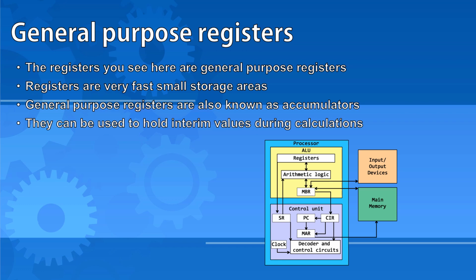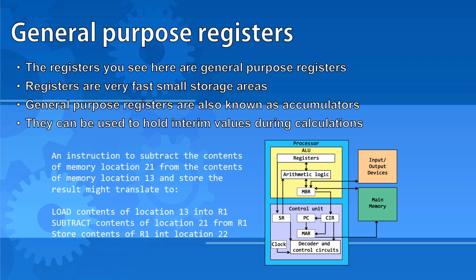For instance, you might get an instruction that asks for the contents of memory location 21 to be subtracted from the contents of memory location 13, and for the answer of that to be stored. This might translate to: load the contents of location 13 into register 1, subtract the contents of location 21 from what's in register 1, store the contents of register 1 into location 22.